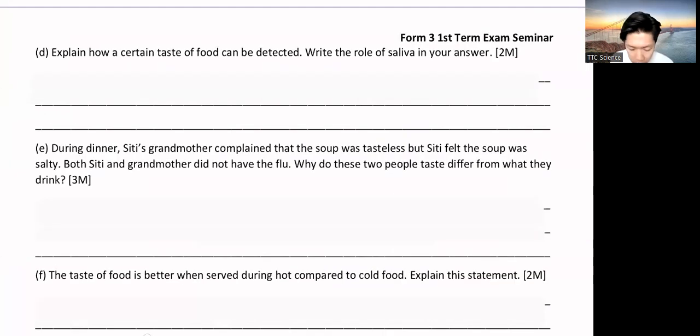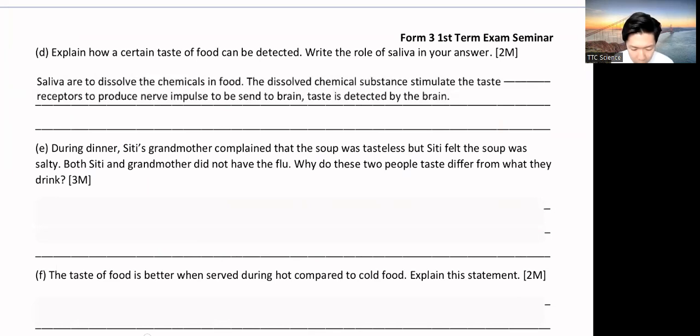Yeah, 2 marks. Okay, like boom. Everybody, okay, saliva is to dissolve chemical, and then next one is to stimulate your receptor and send impulses to the brain. Make sure you have those keywords. However you want to write in English sentence, that's fine, okay?